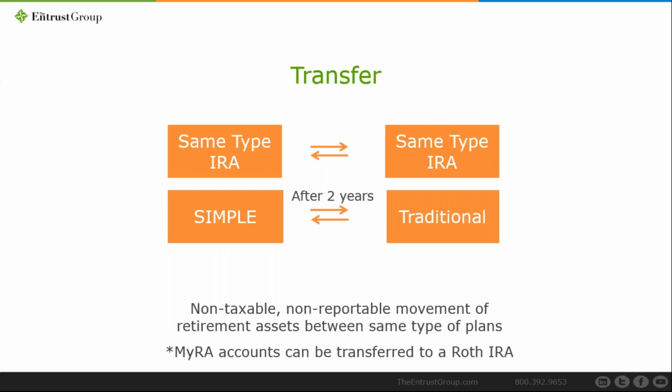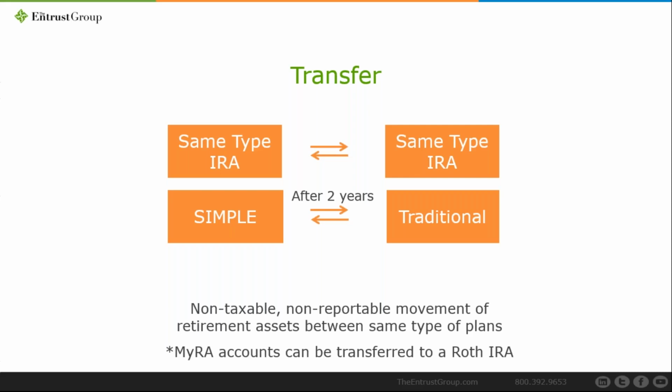It's called a transfer. A transfer is a non-reportable, non-taxable movement of plans of the same type. So in other words, if you want to move your traditional IRA, you can only move it to another traditional IRA via transfer. Keep in mind, it's non-taxable and non-reportable. So there has to be an arrangement or an agreement between two financial institutions. If an individual is going to do a transfer, number one, they're not going to report it.